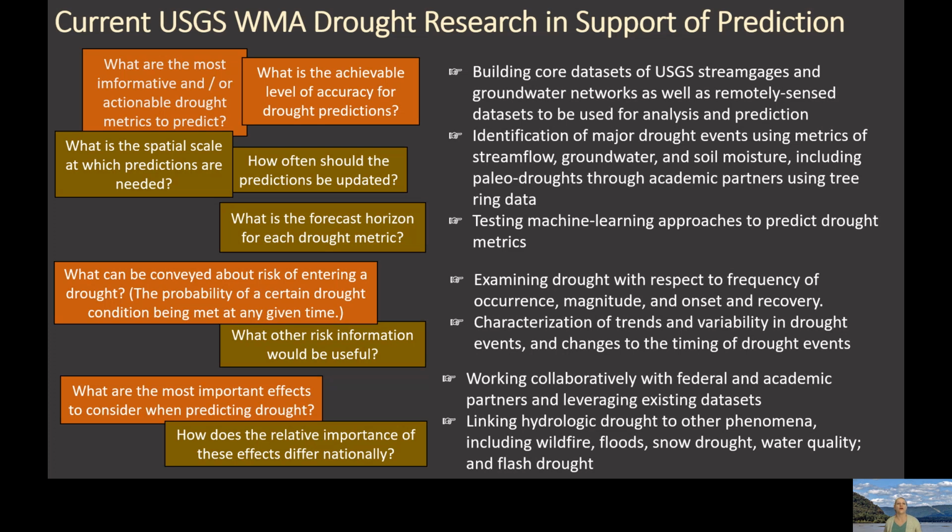So now we look at what the current drought research is going on right now in support of prediction. So there's many questions to be answered. This is what we need help with in terms of prioritizing this research. Many questions to be answered, and we can only look at a handful of them at any given time.